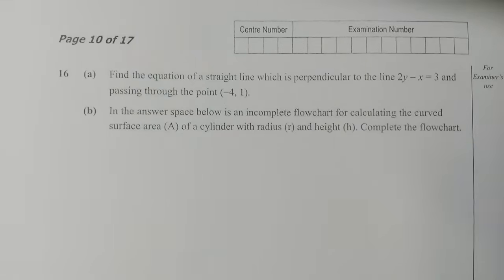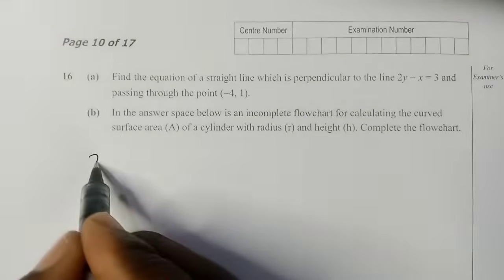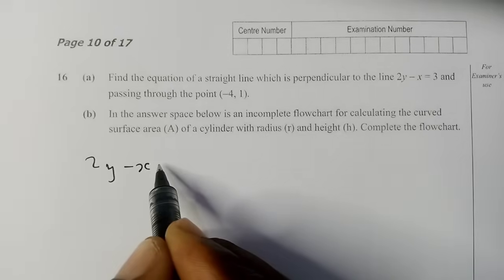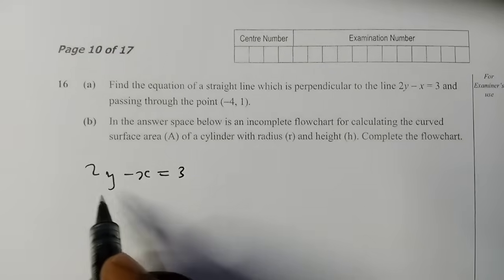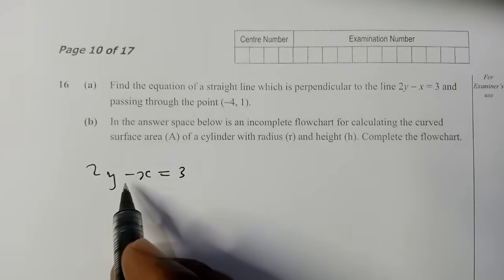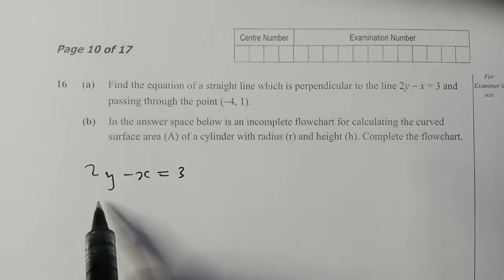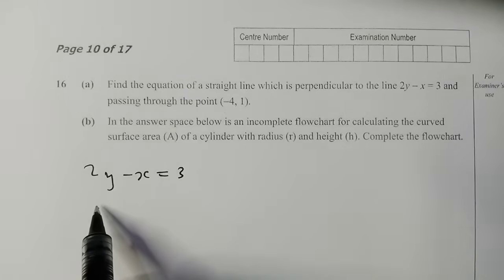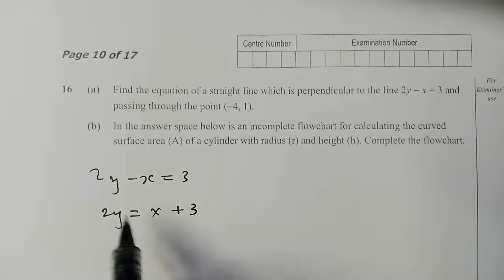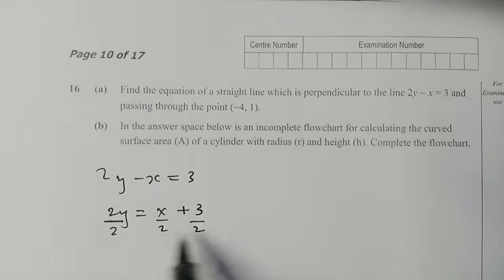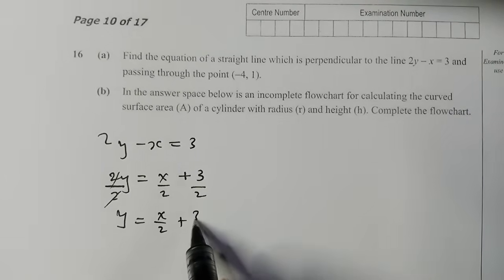Find the equation of a straight line which is perpendicular to the line 2y minus x is equal to 3. So, perpendicular here, first we need to find the gradient, and in order for us to find the gradient, we make y the subject of the formula. We divide by 2 so that you just remain with y. Y is equal to x over 2 plus 3 over 2.